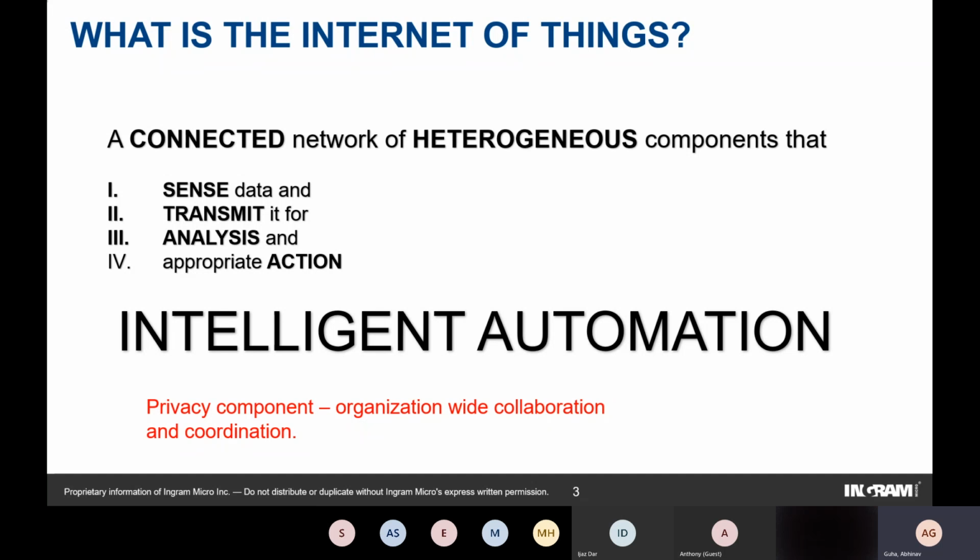So any device that is on the internet or internet adjacent, let's say, and has the ability to collect data, do some analytics behind the scenes, and come up with some intelligent automation and intelligent insights on the data being collected, would be considered an IoT device. Very basically, these devices have the ability to send, sense, transmit, analyze, and take action on these data patterns.